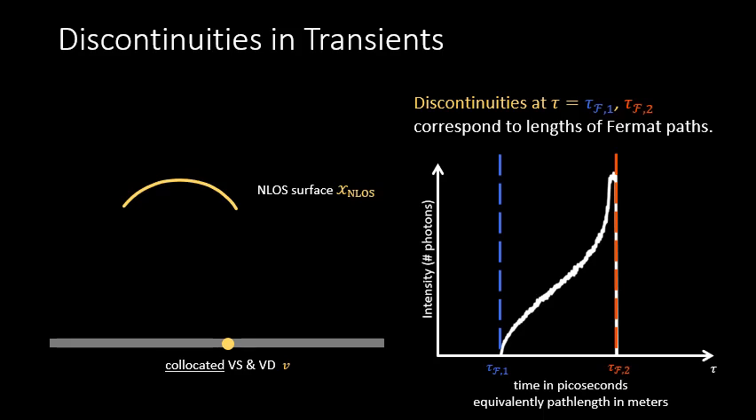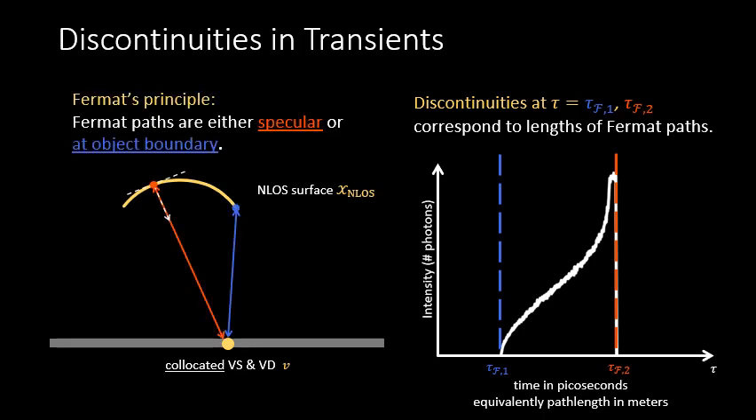We can additionally prove that these Fermat paths will be of one of two kinds. The first kind are specular paths, meaning that they connect the virtual source to a point on the non-line-of-sight surface, such that this connection is parallel to the surface normal at that point. The second kind are paths corresponding to points on the boundary of the non-line-of-sight surface.